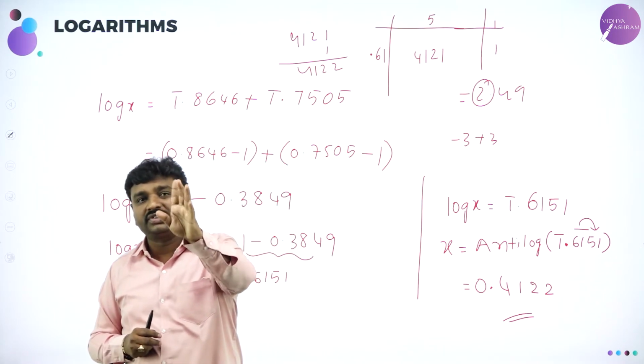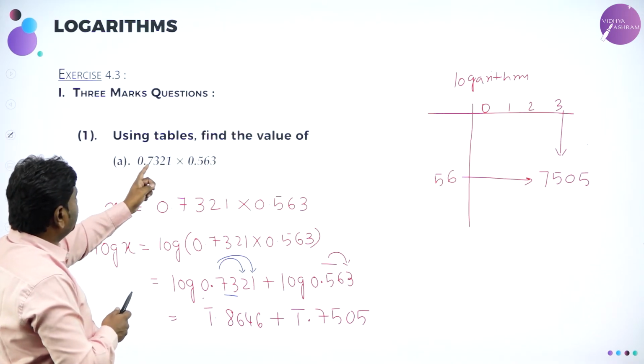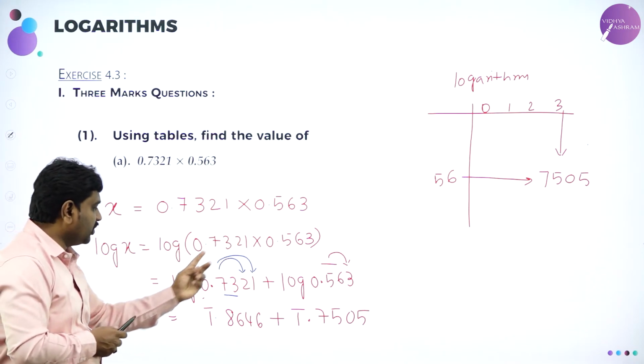Understand one problem. If you understand, it is more than sufficient. So now they want you to find 0.7321 into 0.563. So take it as x. Apply log on both sides. Log a into b is log a plus log b.